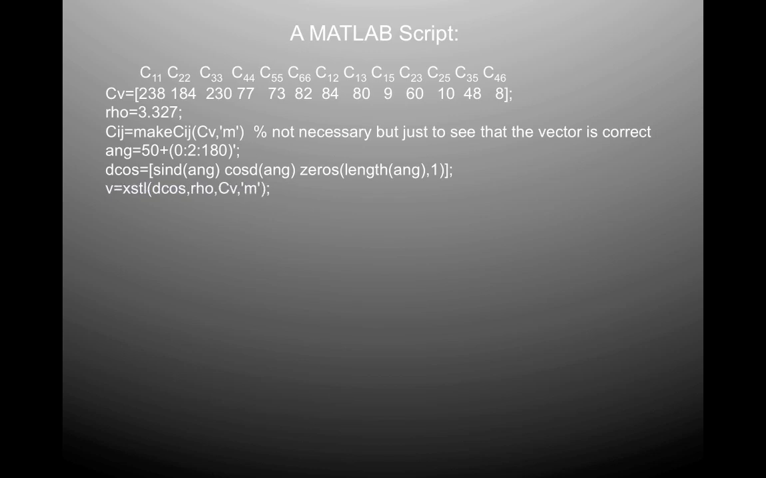So the command to give us our velocities is simply v is equal to xtal with arguments d cosine, rho, our vector of elastic constants, and a flag that defines what symmetry those elastic constants pertain to. We have the numbers, now we need to plot it, so let's make a figure.